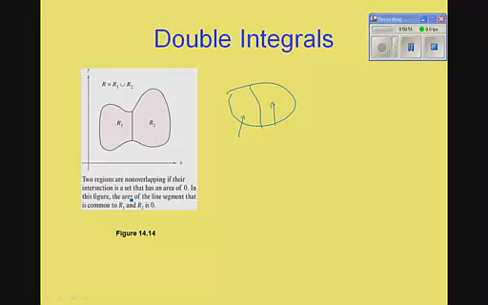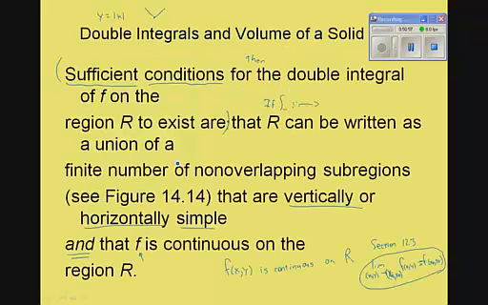That's what they're saying. So let me go back to that big mouthful. If R can be written as a union of a finite number, for me the finite number was 6, of non-overlapping subregions that are, oh, I see. Maybe originally my region is not vertically simple or not horizontally simple. But maybe if I can divide it up into a finite number of regions that are like this, then I can integrate. And we're going to see that in a minute. I have to explain what vertically and horizontally simple mean.